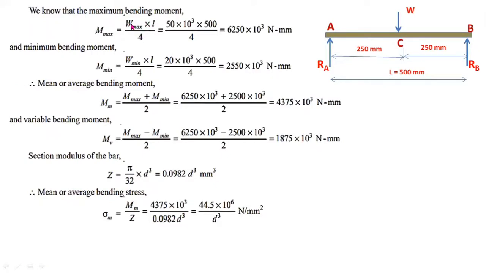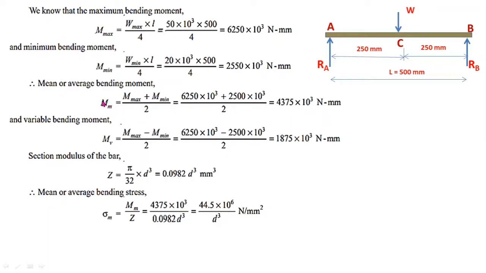So here for determining the maximum bending moment, you have to substitute the value of maximum load. L equal to the length of the beam, that is 500 mm. So 50 is the maximum load, L is the length, divided by 4, equal to 6250 into 10 power 3 Newton mm, the maximum bending moment. And minimum bending moment equal to WL by 4, where W minimum is the minimum load. Now 20 is the minimum load, 20 into 10 power 3, 20 kilonewtons, into length of the beam 500, divided by 4. So 2550 into 10 power 3 Newton mm.